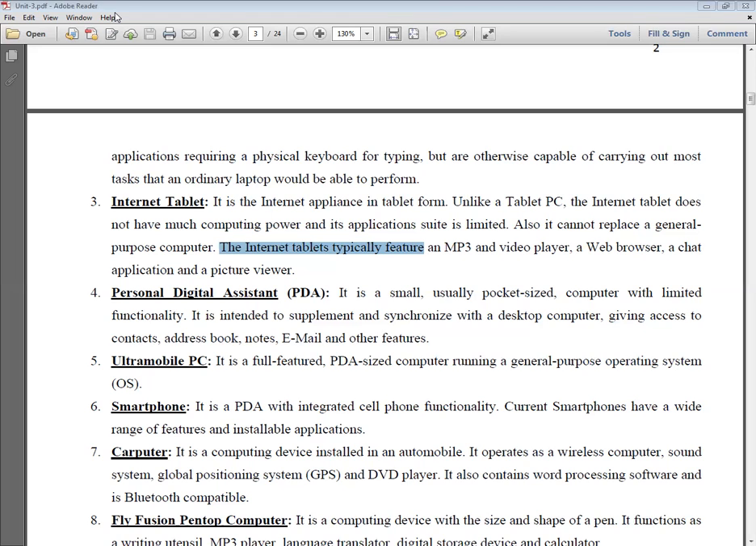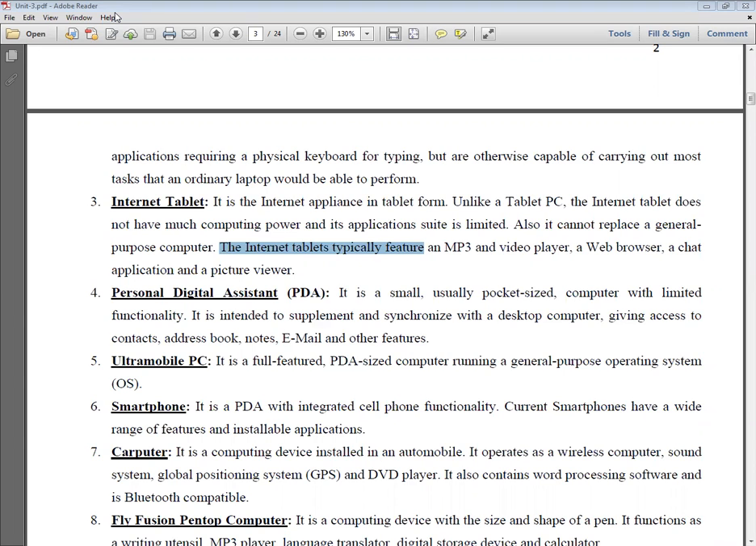Actually, normally this particular carputer operates on a wireless computer, sound system, GPS, and DVD player. This particular carputer will be operating only on a wireless computer, sound system, GPS in the sense global positioning system, and the DVD player. It also contains wide processing software and is Bluetooth capable.